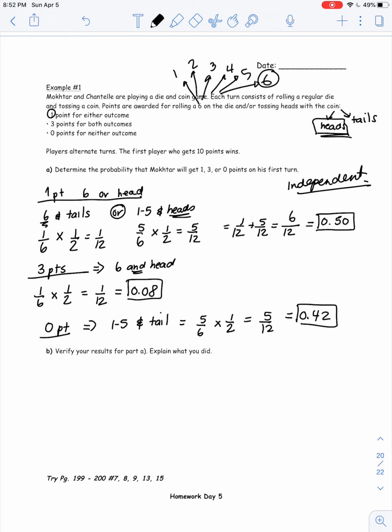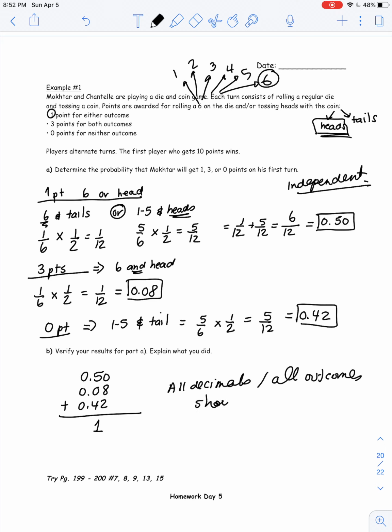Now verify our results. How we know we did this properly is we're going to add in all those box numbers. So this was our probability of getting 1 point. This was our probability of getting 3 points. And this was our probability of getting 0 points. If you add these all together, you're going to get the answer of 1. And that's how we know we did this properly, is because all decimals and all outcomes should add to 1 if you're in decimal form. So if they add to 1, you know you have all the situations, and that means that is correct. So this is correct because of that.